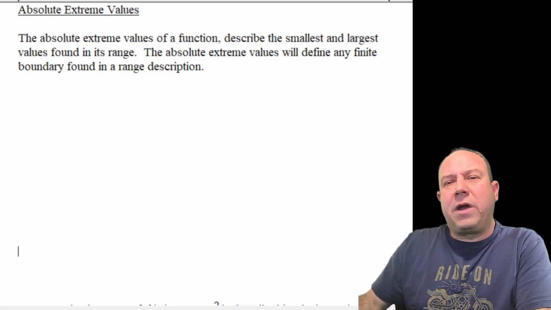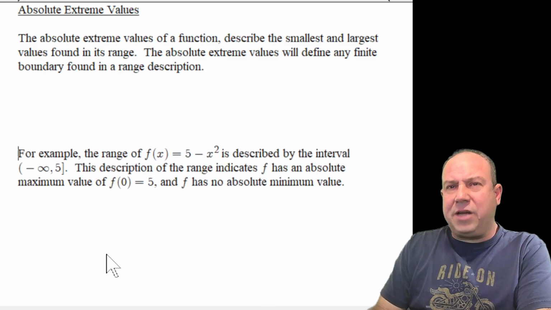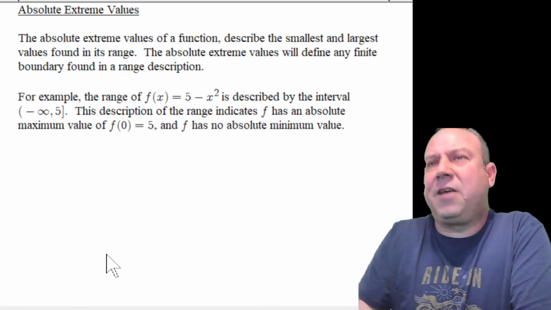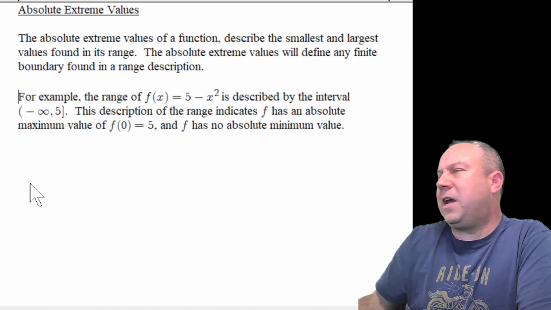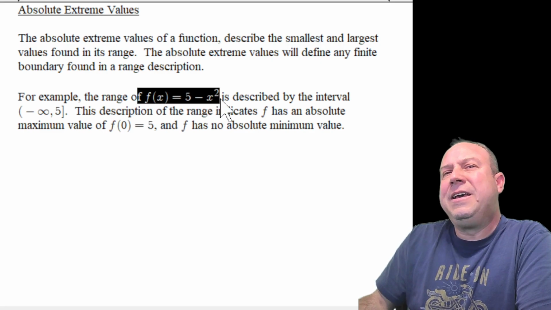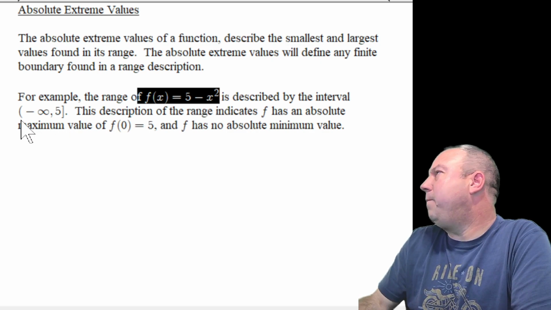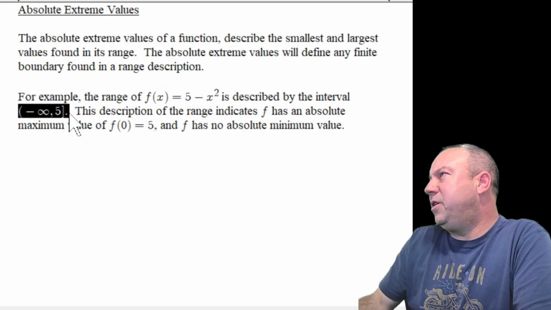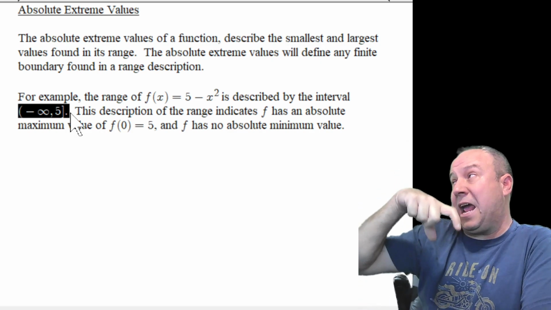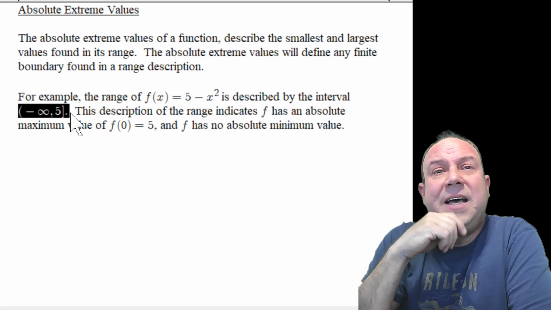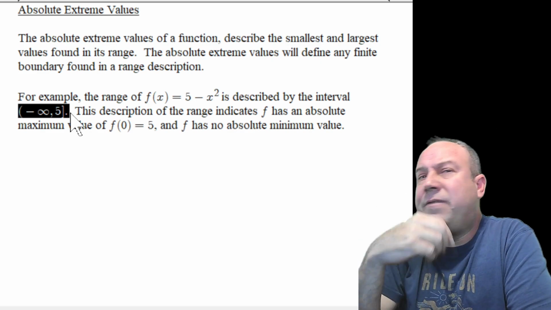Otherwise, if a range value is finite, if the boundary on a range is finite, it is an absolute extreme value, maximum or minimum, depending on which boundary it describes. For example, we might consider the range of the function f of x equals 5 minus x squared. This is a parabolic function. It is a parabola that opens down and shifted up 5 units on the y-axis, which gives it a range from negative infinity up to the value of 5.